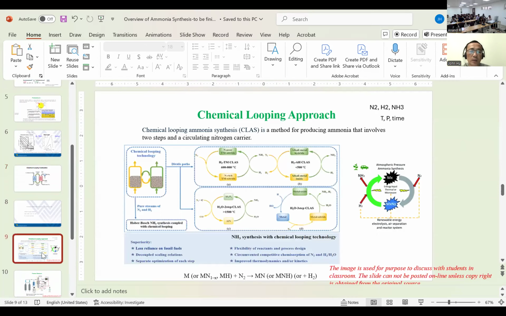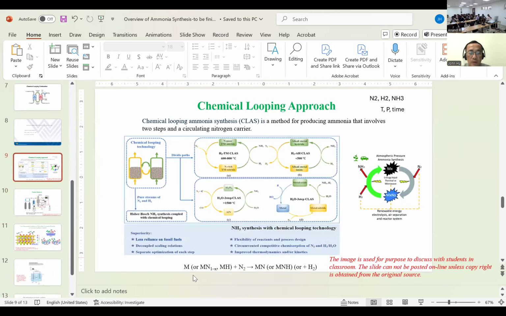Now in ammonia synthesis, we use the same chemical looping concept. You have two vessels here, but this time it's not an oxygen carrier, it's a nitrogen carrier. I want you to see this equation. Let me turn into the presentation mode.